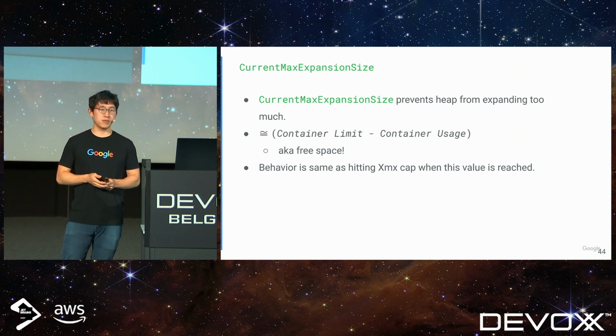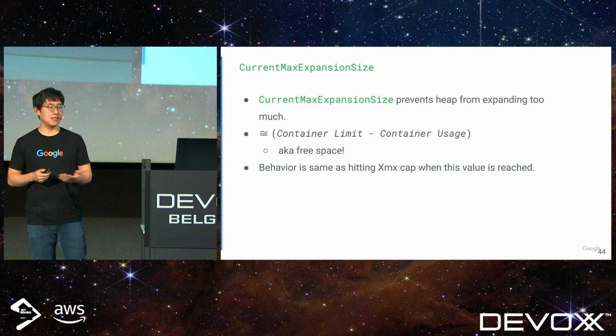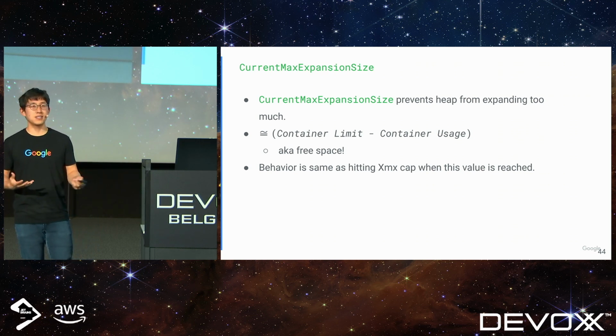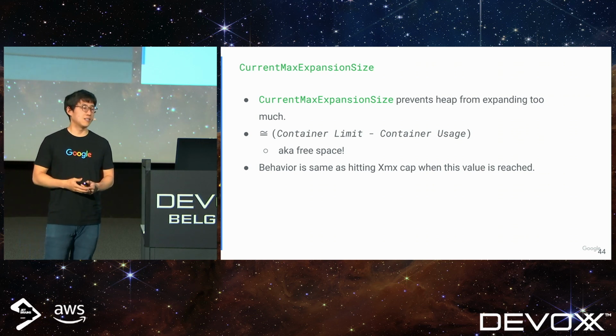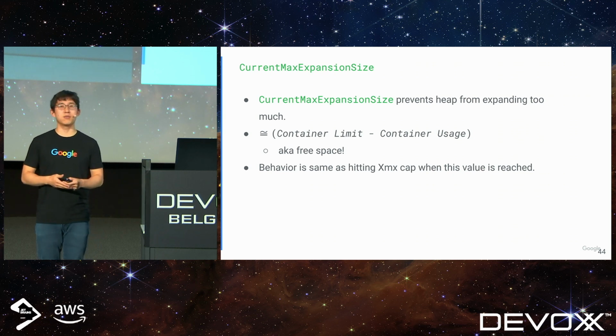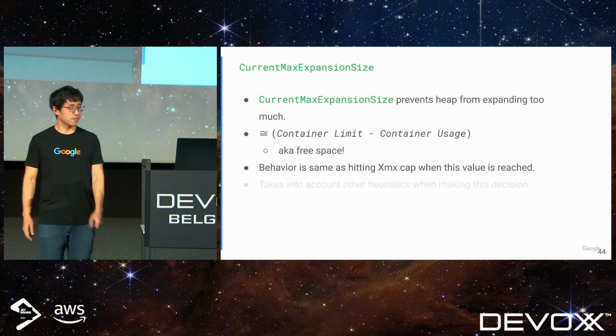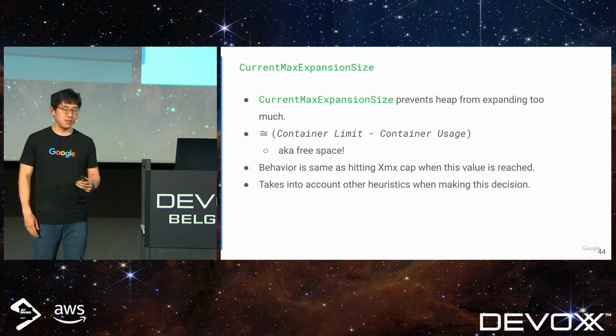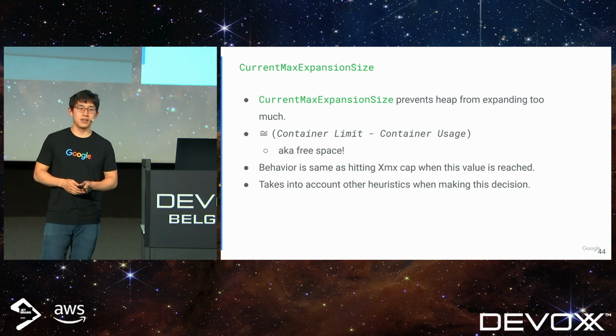And the behavior when we hit this limit is the same as hitting the Xmx. So basically, if you're running Java and you run out of heap space, then you have to run GC, right? So this is the same thing. When we try to expand the heap past current max expansion size, we say, no, we have to run GC. Again, this takes into account other heuristics as well, similar to proposed heap size. But for the most part, it's pretty straightforward in how it's calculated.